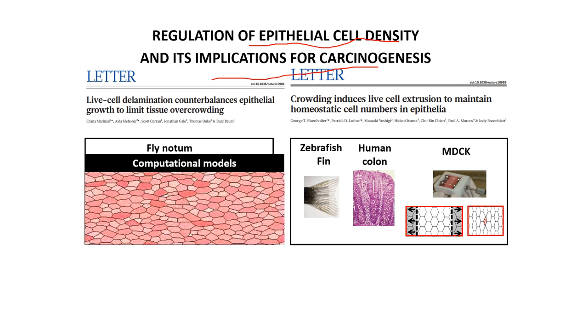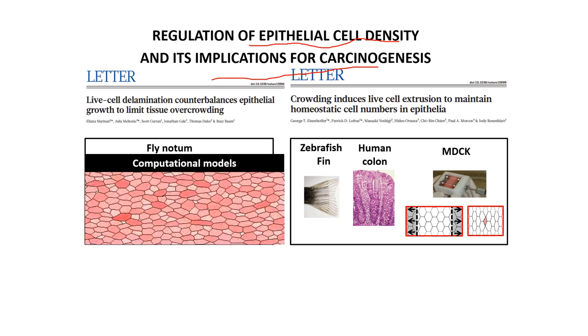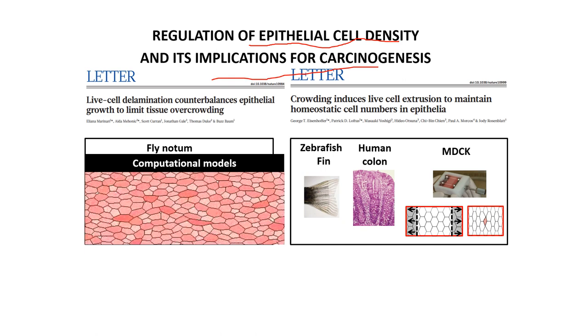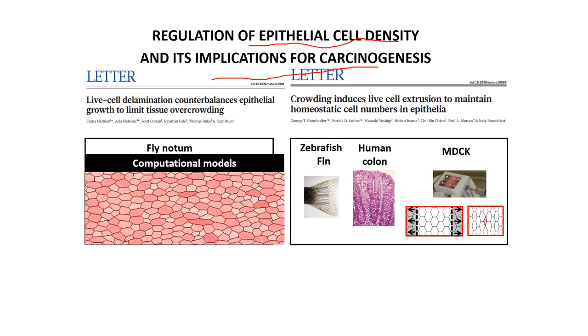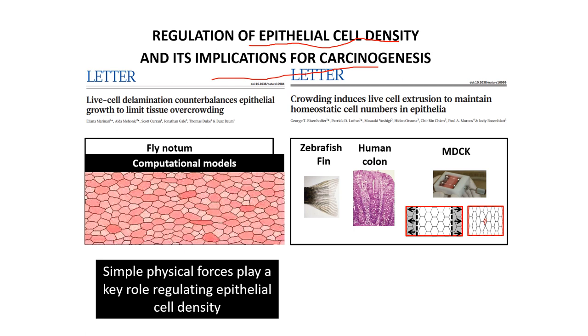I just want to tell you that they show the same things that we have been discussing, that they use parameters from the live cells, and they show that when you increase the crowding, you start finding that cell extrusion starts taking place in regions where there is more crowding, and there is not a clear sequence of events, as I will show you in a second. So what they both are trying to emphasize is that simple physical forces can play a role regulating epithelial cell density.